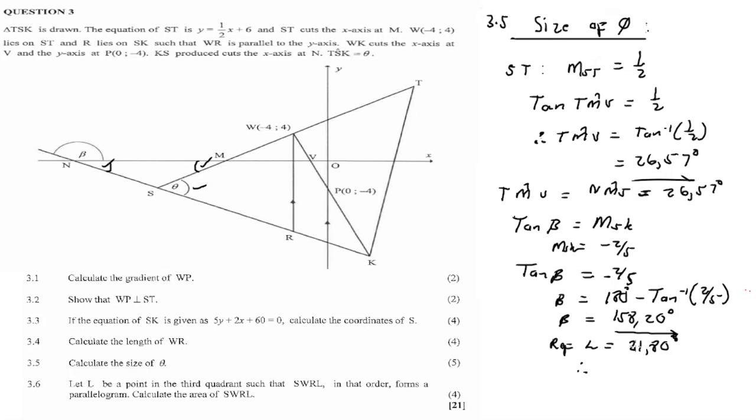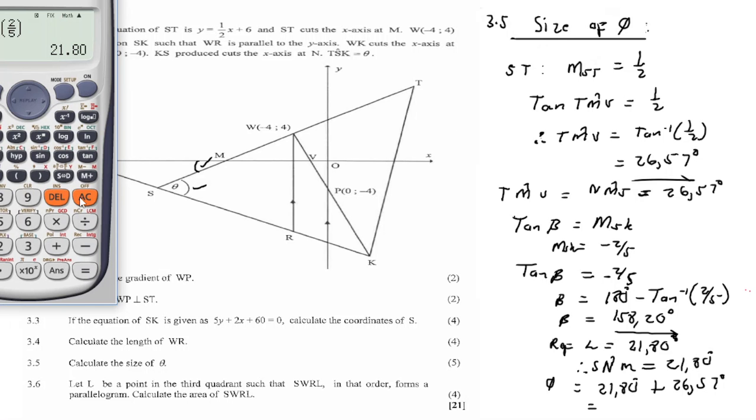So therefore we can just say SNM is equal to 21.80 degrees. It's this angle here, right? So therefore theta is equal to this 21.80 plus this angle here, which is what? 26.57 degrees. This is equal to what again?